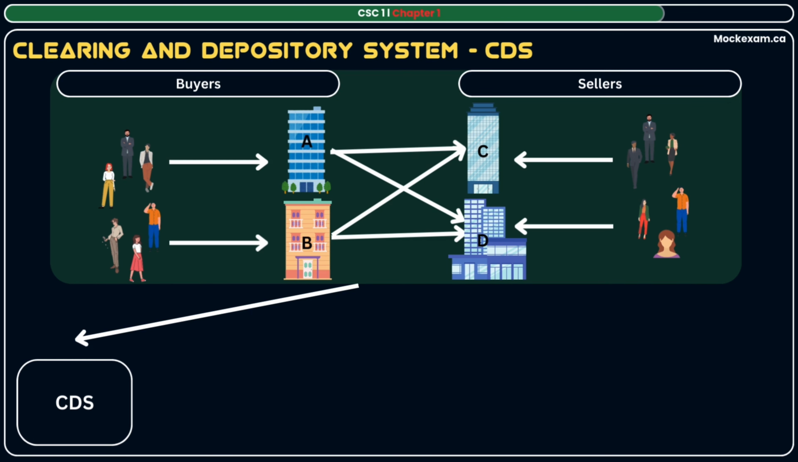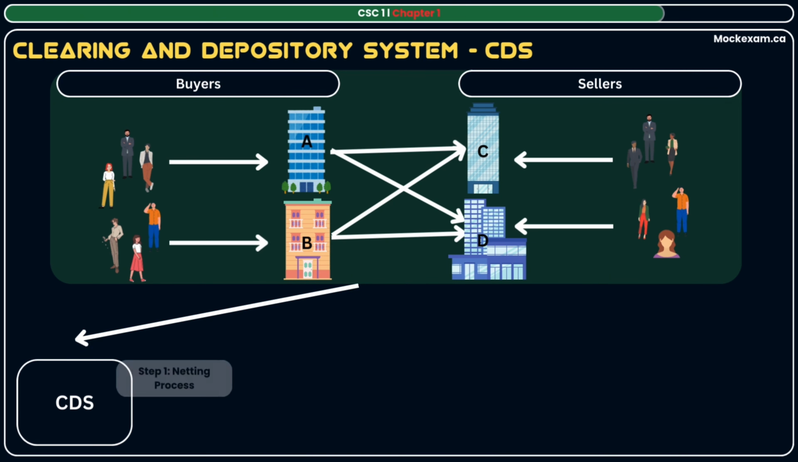CDS operates a platform called CDSX, which ensures trades are cleared, verified, and settled, completed efficiently. It handles trades from marketplaces like Toronto Stock Exchange or TSX Venture Exchange, OTC Market, and alternative trading systems. But how does CDS work?